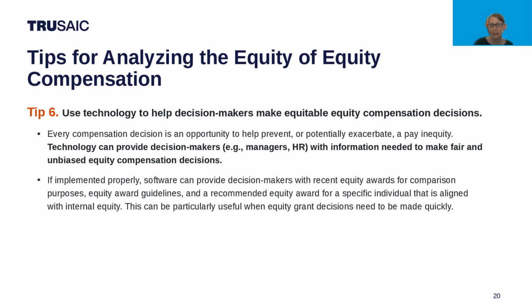It could also include the company's guidelines. And depending on the implementation, the software can also include a recommended equity award for a specific individual based on internal equity. So it can say, based on this individual's performance, where they sit in the organization, their level, et cetera, we would expect their equity award to be between A and B. This range is the amount that is consistent with internal equity. And then ask them to work within that range. And if they decide to go outside of that range, ask them for an explanation for why they've decided to do that.